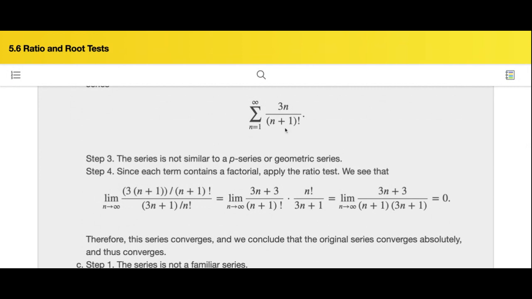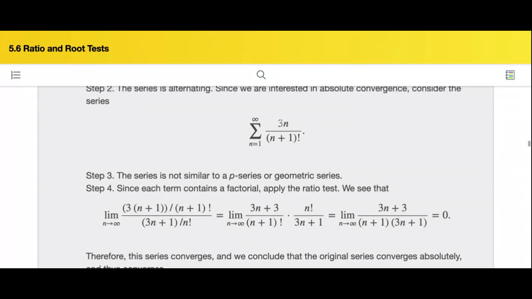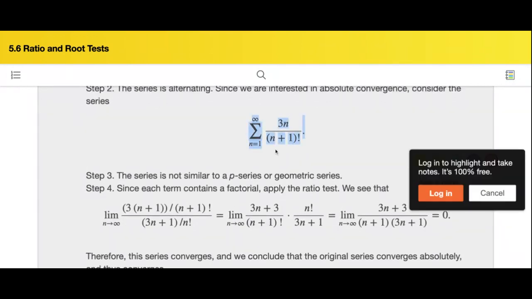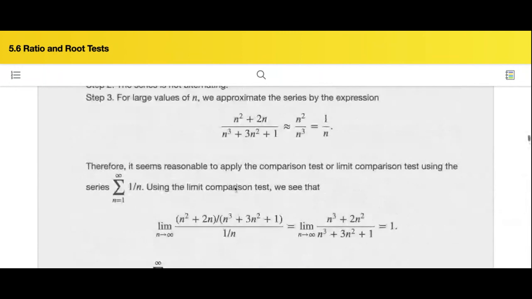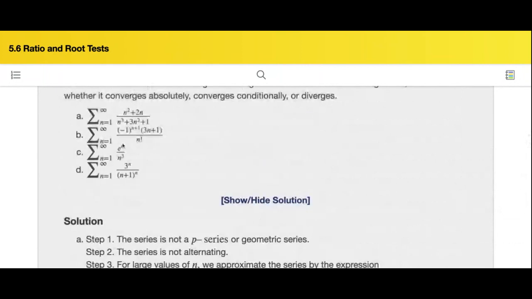3 of n plus 1 divided by n plus 1. Oh, this is a typo. So this should be 3n over n factorial, not 3n over n plus 1 factorial. Right, let's go back to check. It is n factorial. Yeah.